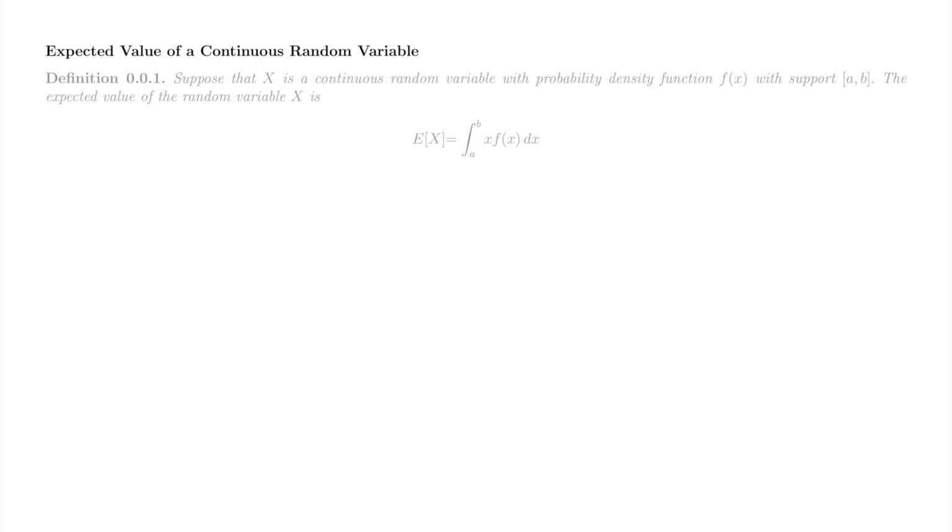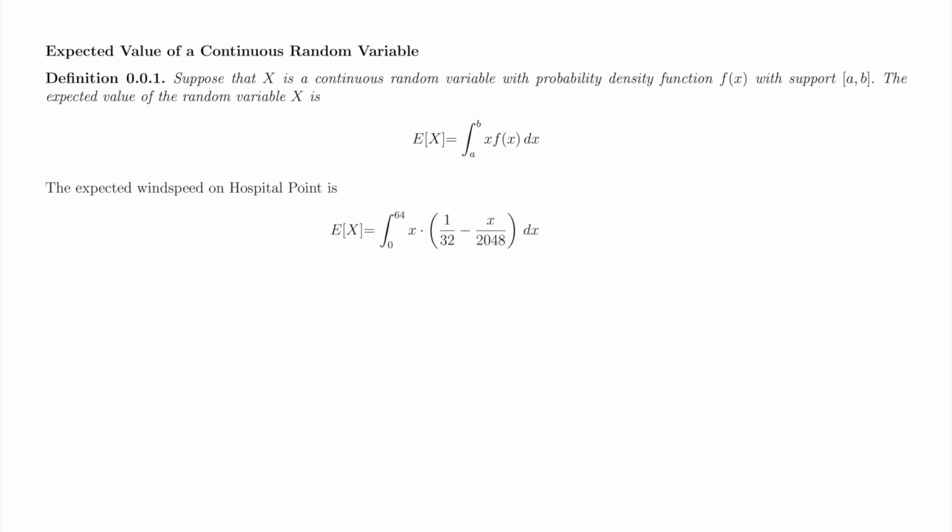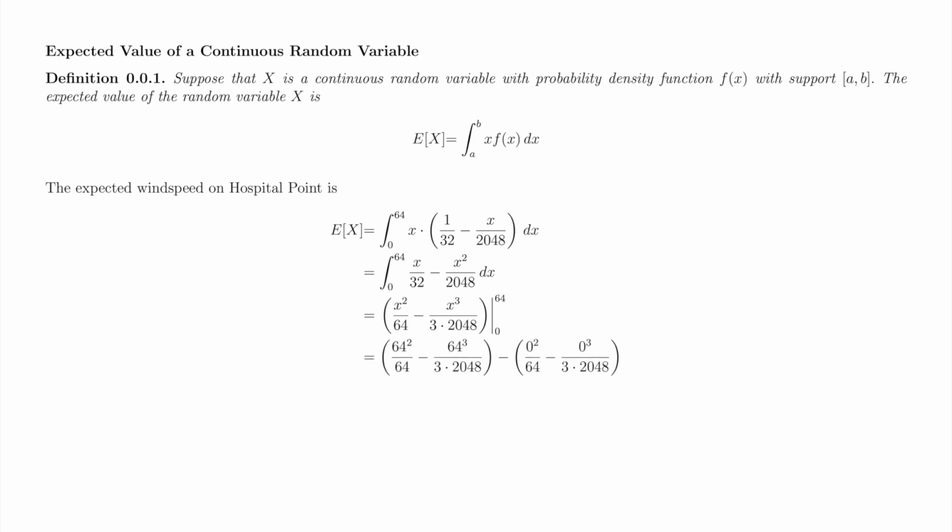Last, but certainly not least, we should define expected value. Expected value is a weighted average, using the probability density function as the weighting function. Expected value really makes sense only for a random variable that takes on numerical values. Let's compute the expected wind speed on Hospital Point. First, distribute. Now, integrate. Evaluate from 0 to 64. A bit of arithmetic, and we see the expected wind speed is 64 over 3 knots.